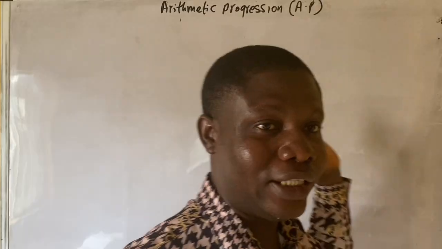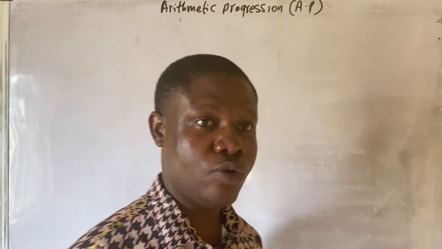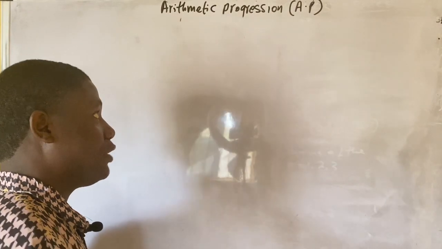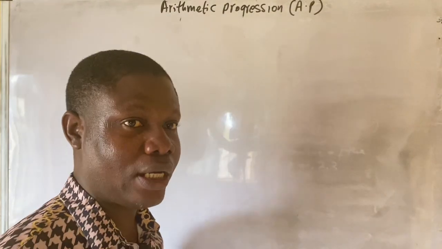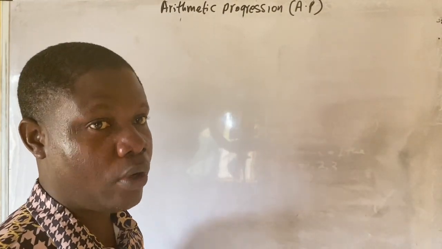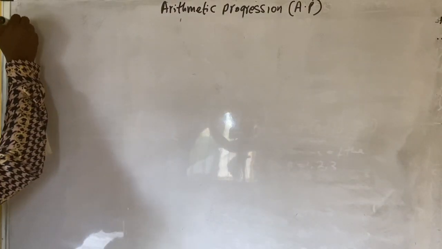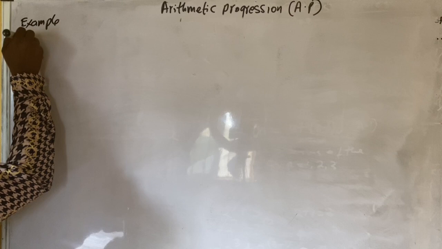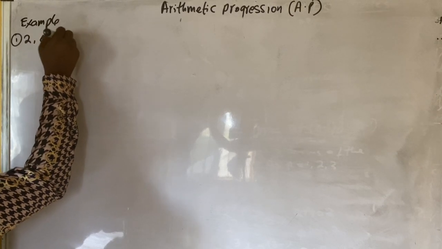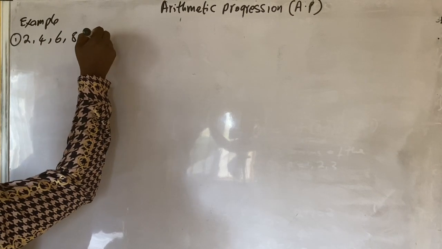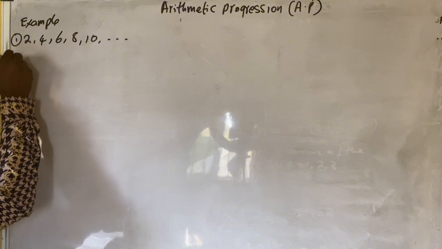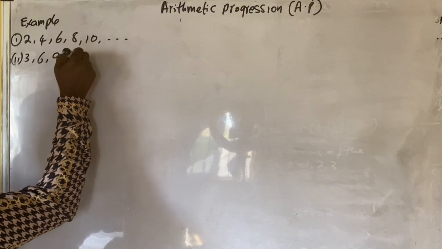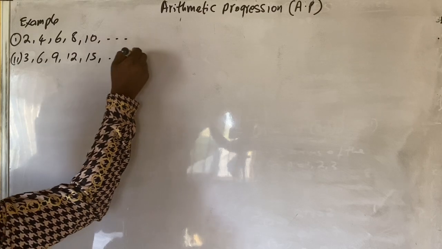Arithmetic progression. An AP is a type of sequence where the numbers are generated by adding or subtracting a constant term known as the common difference. Example: 2, 4, 6, 8, 10, and another example is 3, 6, 9, 12, 15, and so on.